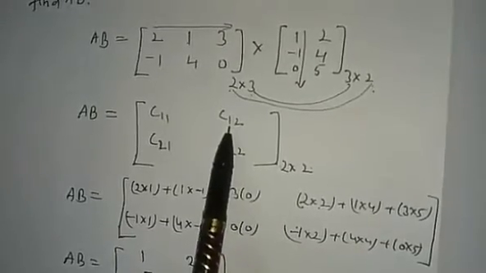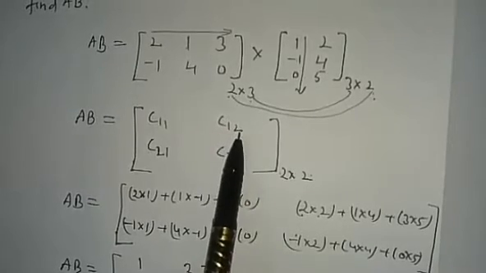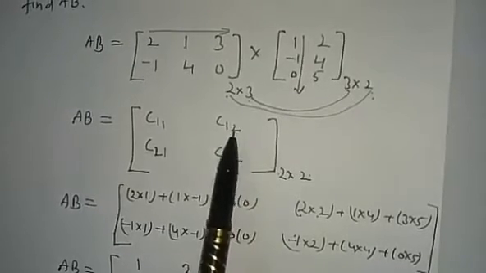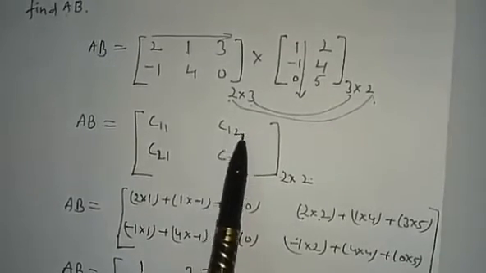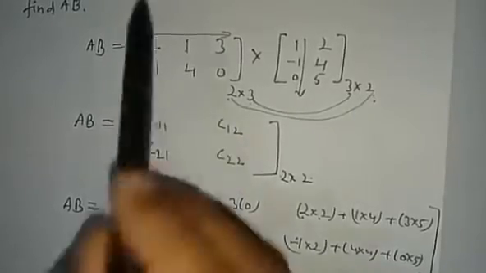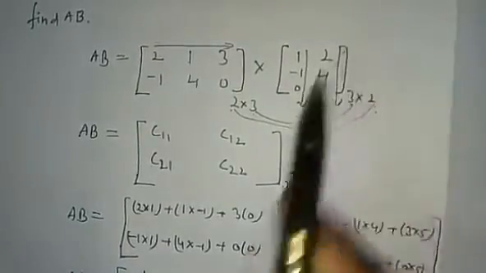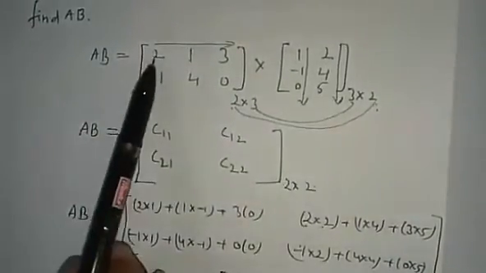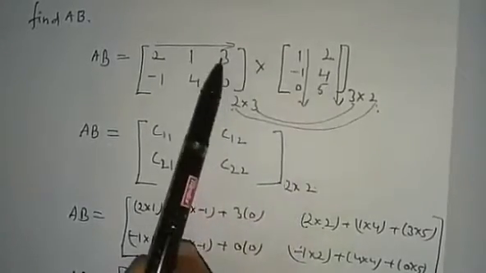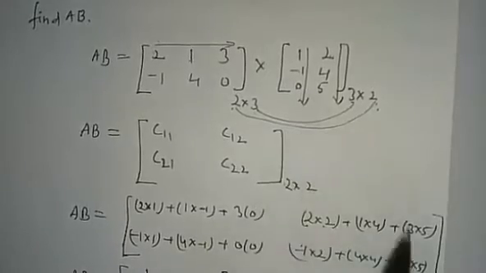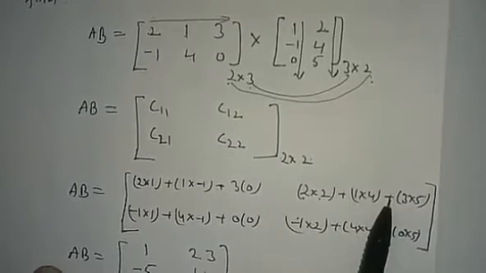Now for the second element, this is C12. C12 means first row and second column. So means we take first row of the first matrix and second column of the second matrix. So this is the first row of the first matrix, this is the second column of the second matrix, and we multiply corresponding terms. Means we multiply this 2 with this 2, this 1 with this 4, this 3 with this 5, like this, and whatever result we get, we add all the three elements.